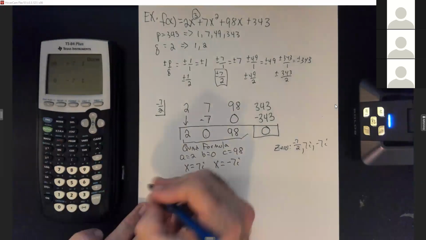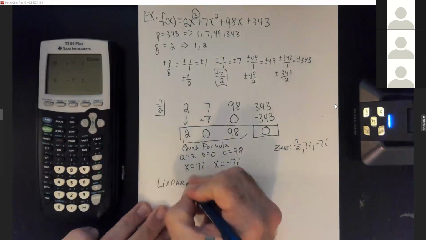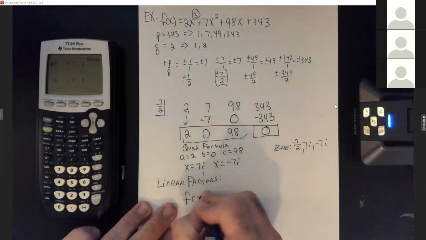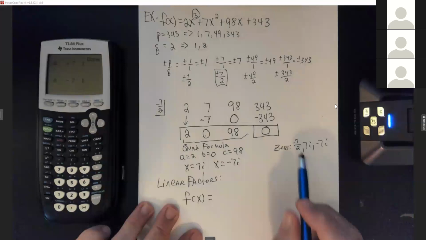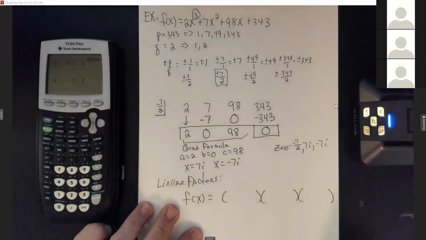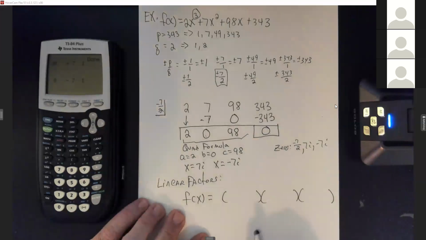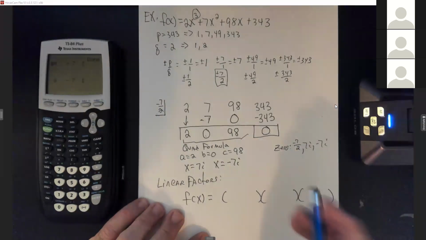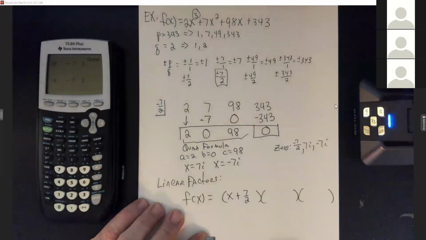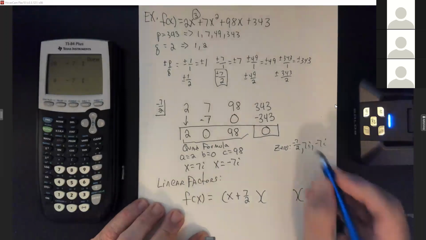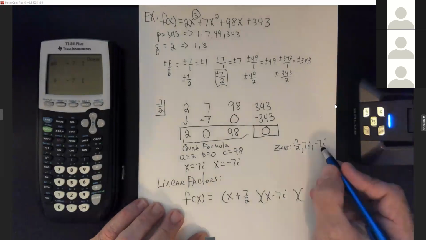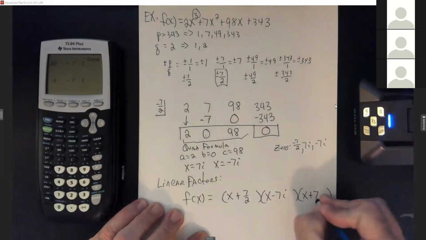So now let's put these into linear factors. So they're going to give me the f of x equals. So I got 3 zeros, so I need 3 sets of parentheses. And then I'll show you something else you have to do on this one. So since that's a negative 7 halves, this is going to make that a positive 7 halves. Since that's a positive 7i, that'll make that a negative 7i. And then finally, since that's a negative 7i, this one will be a positive 7i.